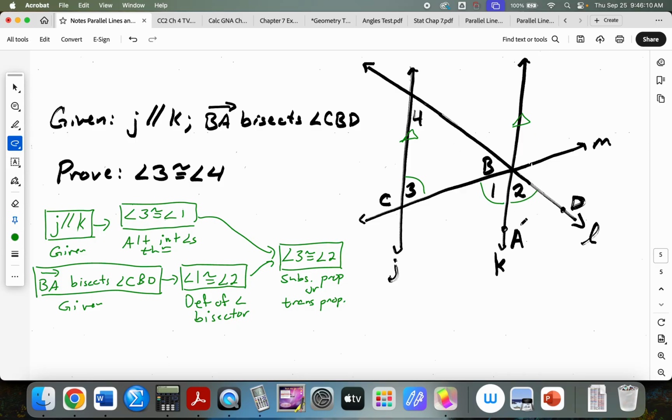You can say that 2 and 4 are congruent because they're corresponding angles. Yeah, and that's based on J parallel to K, right? So I'm going to draw another line and go, okay, I know another thing based on that. Angle 2 is congruent to angle 4. What's the reason for that, anyone? Corresponding angles postulate. There you go, corresponding angles postulate.